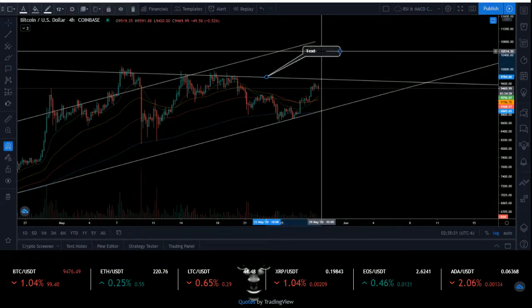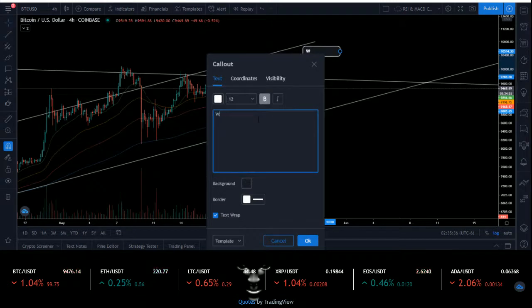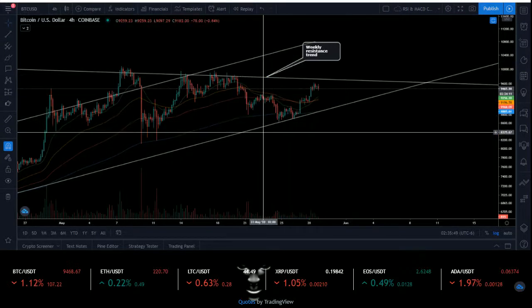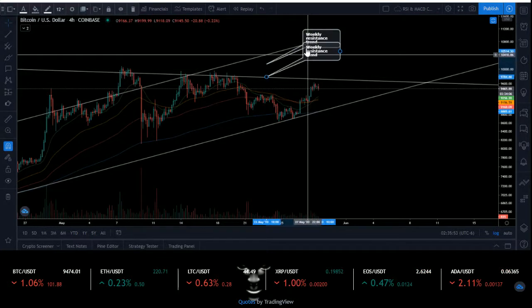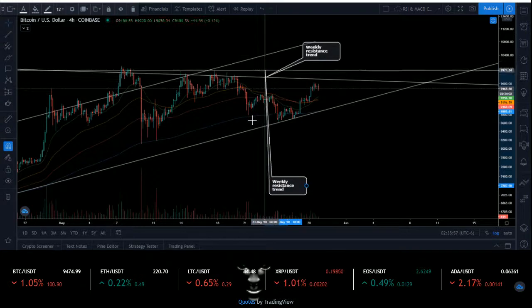Ayan, so lagyan natin ng text dito. Weekly resistance trend. Okay, yan. So ito yung weekly resistance natin. Meron din tayong weekly support trend. Okay, but andun siya sa ilalim.